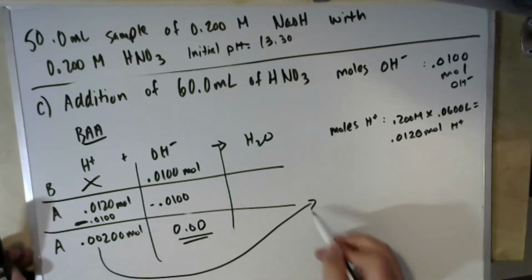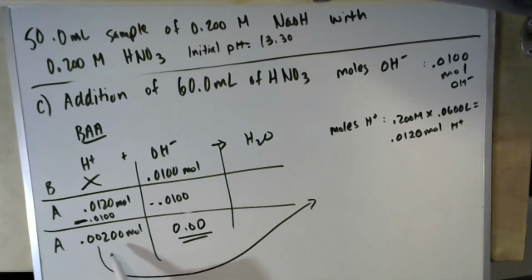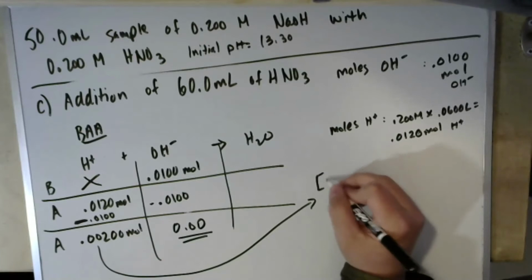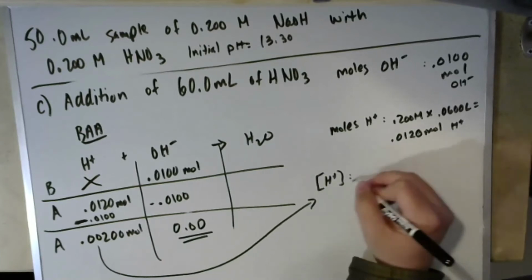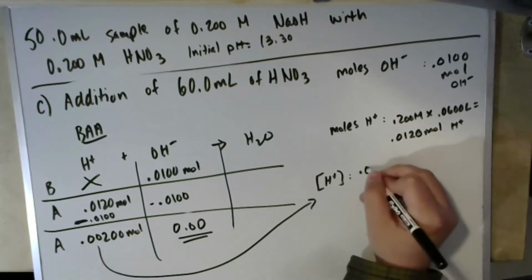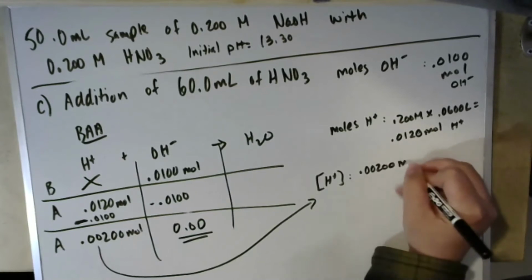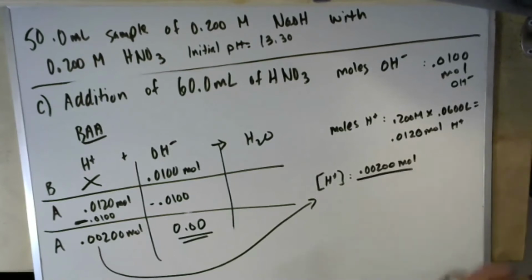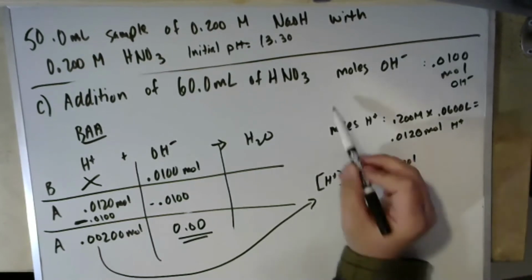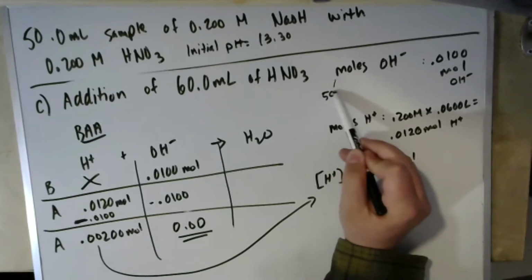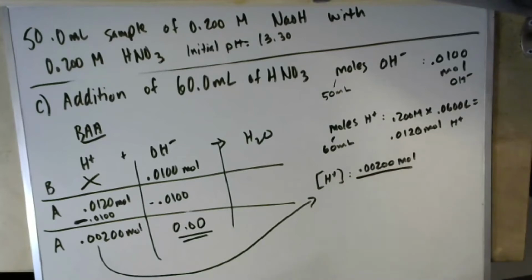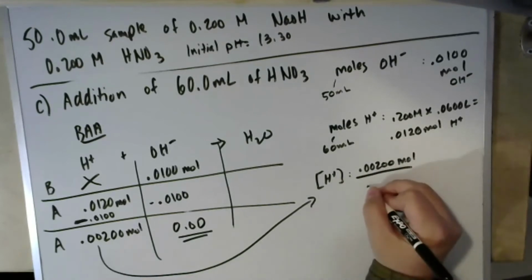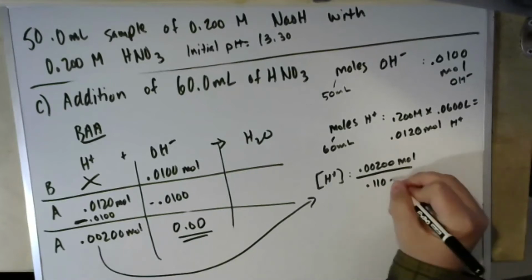So this is what's going to determine our pH now. We have to find the concentration of our H plus ions. To do this, we'll take the moles that we have left over, and divide it by the total volume, which again, we had 50 mils here, and we had 60 mils here. So we're going to add that together, 110 milliliters, or 0.110 liters.